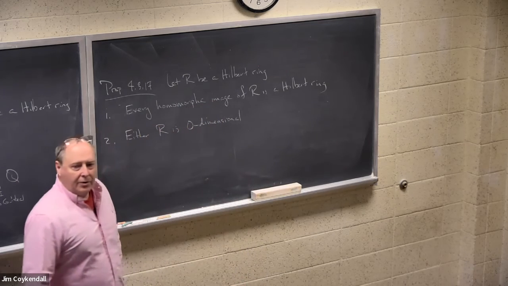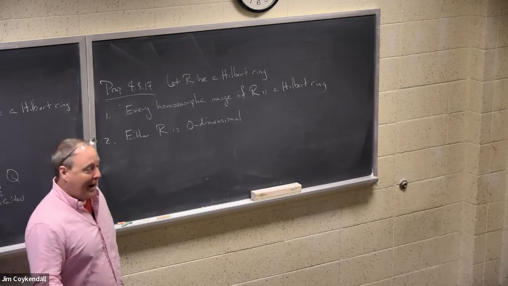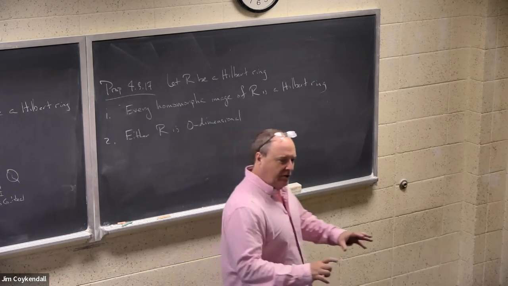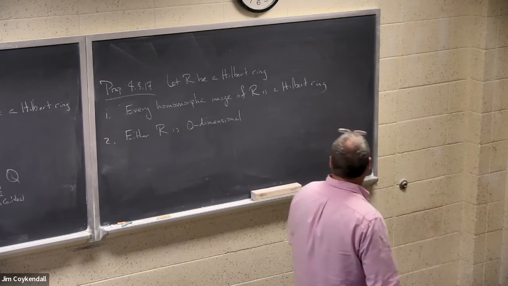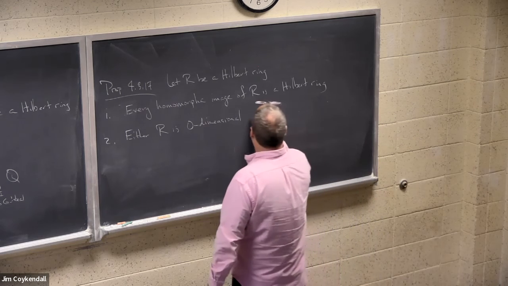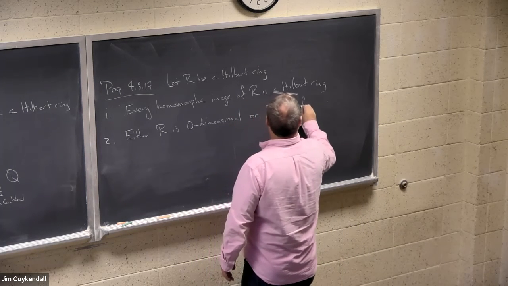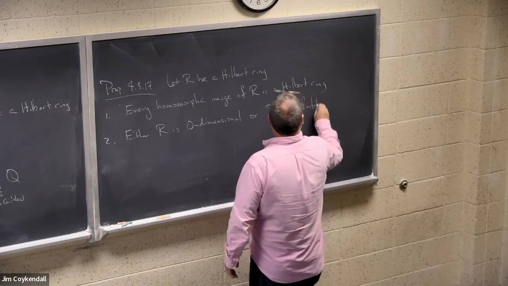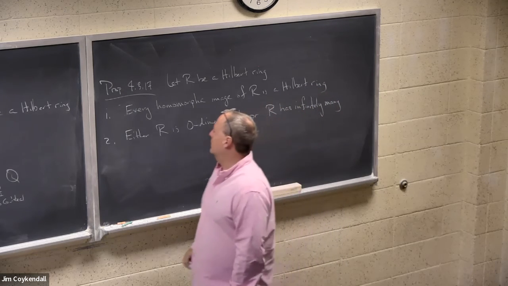Either R is zero dimensional, and remember what that means? That means that all prime ideals are maximal. So it's stubby, right? Your primes are exactly the maximals. Or R has infinitely many maximal ideals.